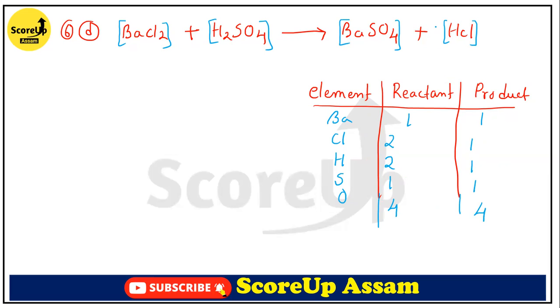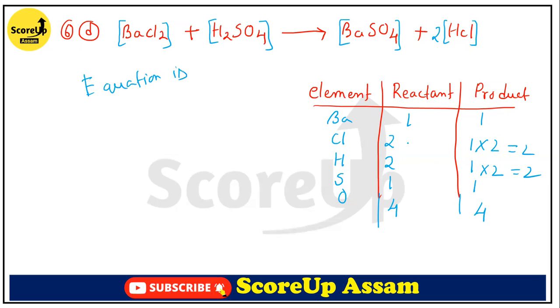So if we multiply this HCl, hydrochloric acid, by 2 on the product side, that means we need to multiply hydrogen by 2 and chlorine also by 2. Now 2 ones are 2, 2 ones are 2. So now the equation is balanced.